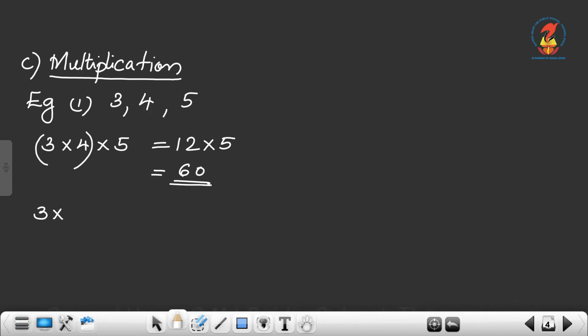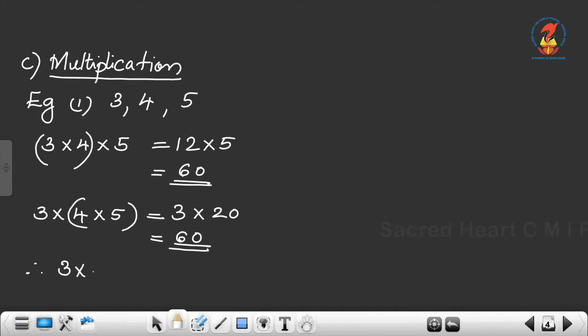Then again, 3 into 4 into 5. This time, the last 2 whole numbers we have to consider first. Therefore, find the product of 4 and 5. What is 4 into 5? 4 into 5 is equal to 20. So, 3 into 20 is equal to 60. Now, the two products are the same. Therefore, we can say that (3 × 4) × 5 is the same as 3 × (4 × 5).